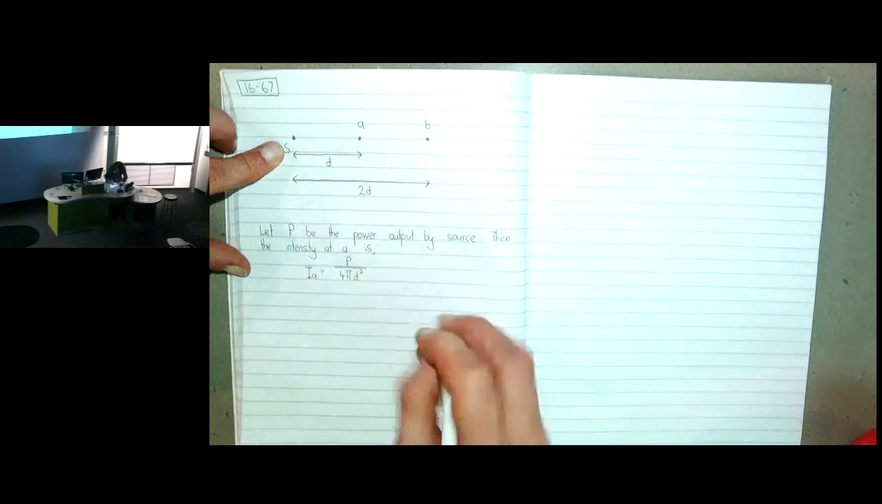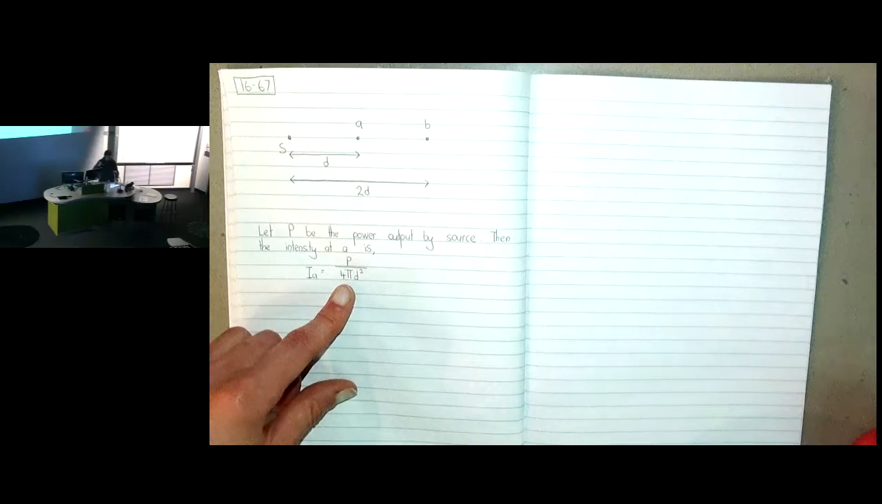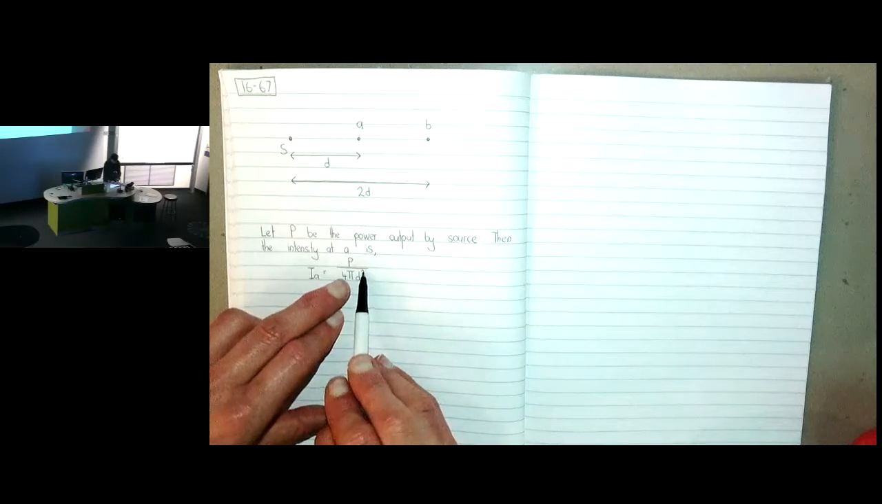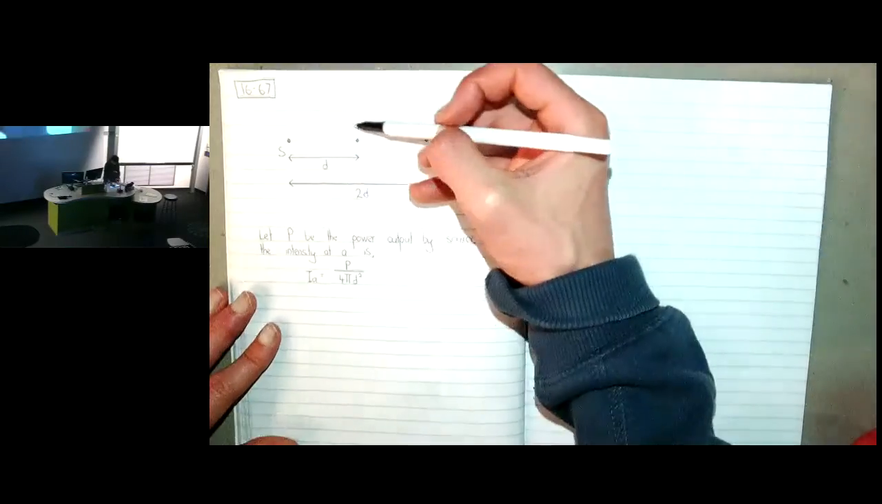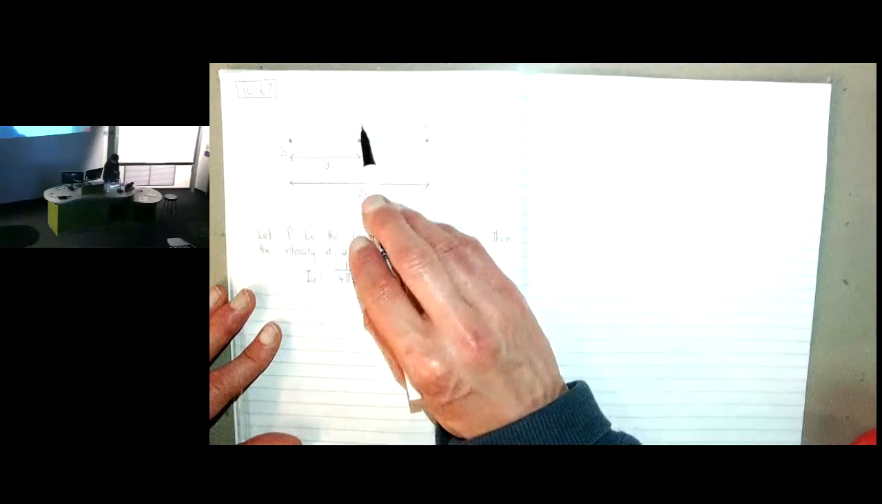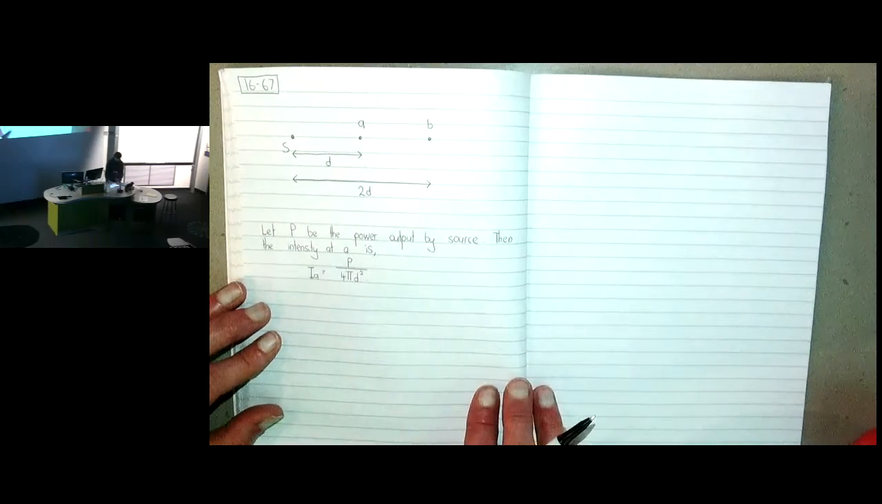squared, where again this just comes from the intensity is power divided by area definition, where in this case we're choosing the surface over which that power is passing through to be a sphere, with the source at its centre and the point A on its surface. And this 4 pi d squared is just the surface area of that sphere.